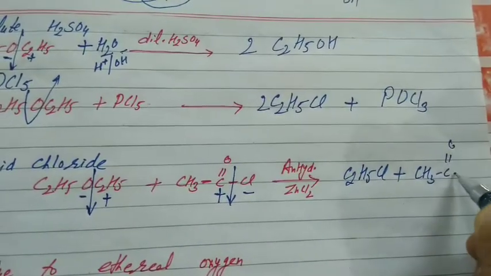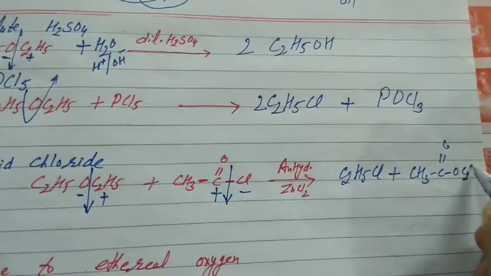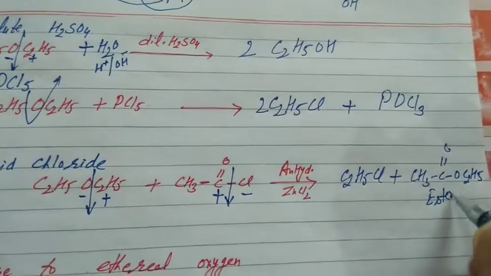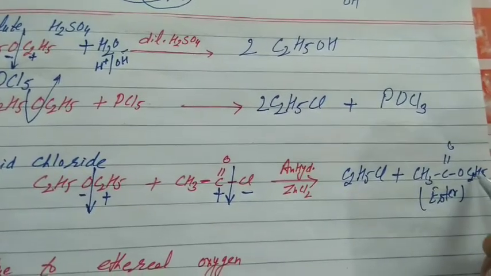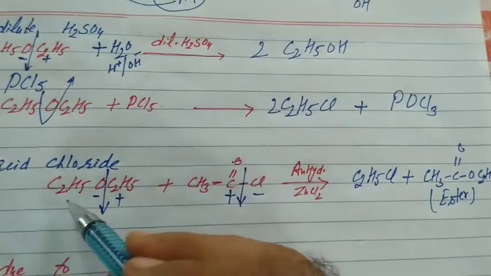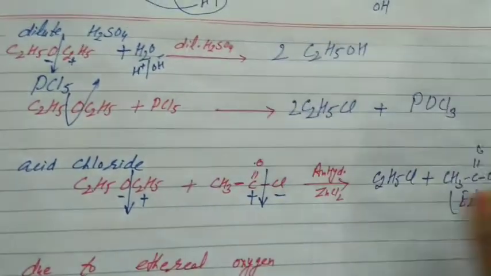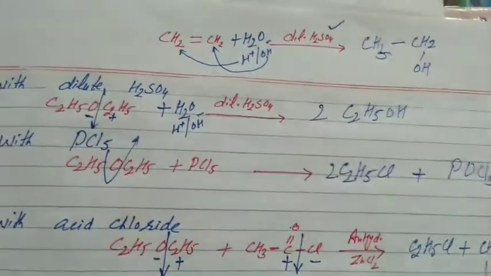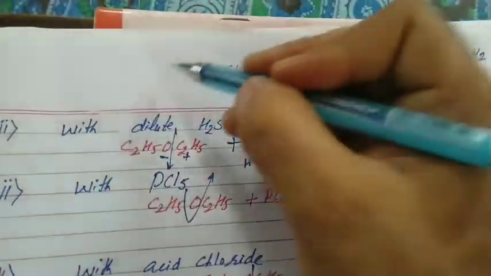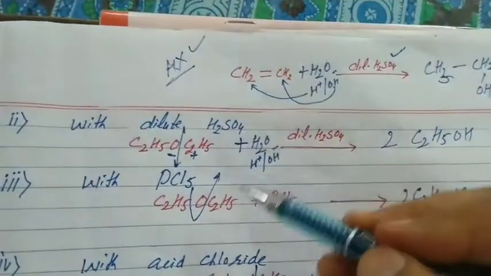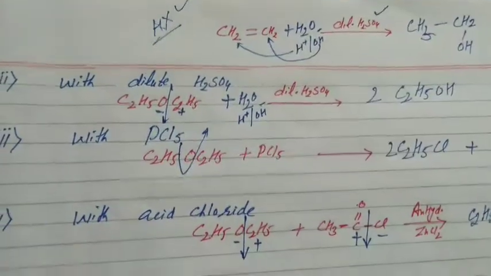CH3CO OC2H5. Students, that is ester, RCOOR. Ester, alkyl alkanoate, that is ethyl ethanoate, CH3COOC2H5. These were the 4 reactions of ethers in which the breakage of carbon-oxygen bond takes place. First we studied with halogen acid HX. Second with dilute H2SO4, third with PCl5 and last with acid chloride.